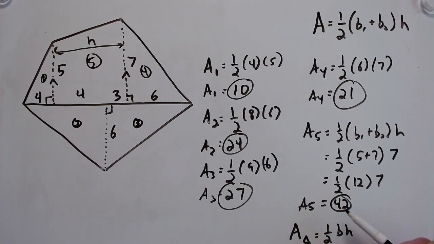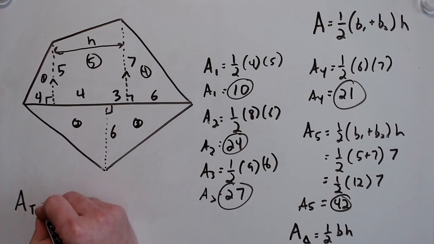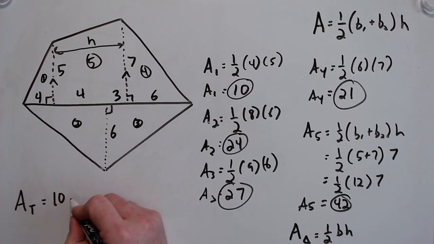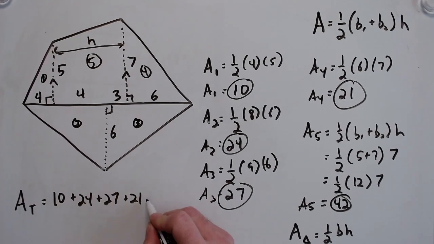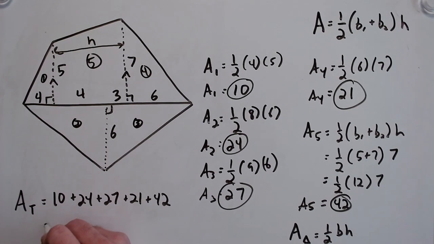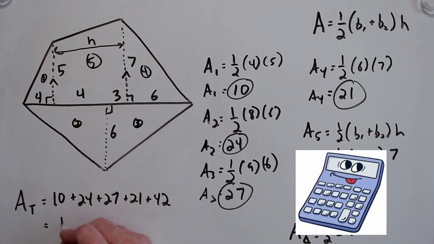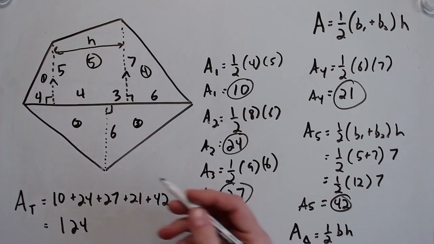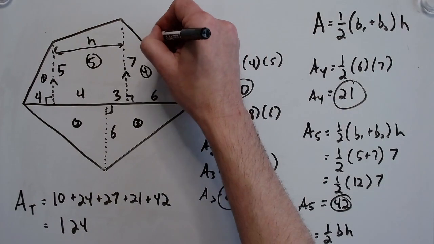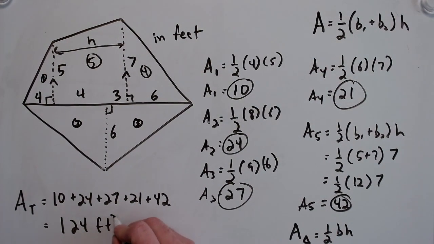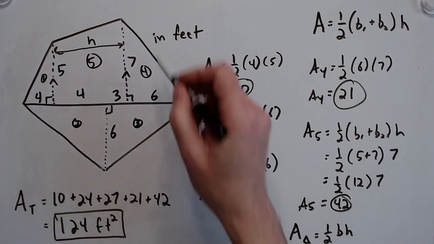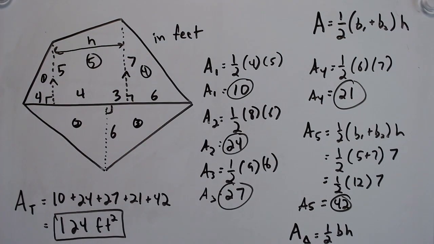Well, that's great, but we're not done. Now we need to add all this up. So the total area, I'll call it T, is just add them all up. 10 plus 24 plus 27 plus 21 plus 42, and we'll go get Mr. Calculator. This equals 124. And let's pretend that all these measurements are in feet. So this would be square feet. Make sure you have the right units. So here we go. This is the total area of this oddball pentagon that we started with. That's it for today. We'll see you next time.